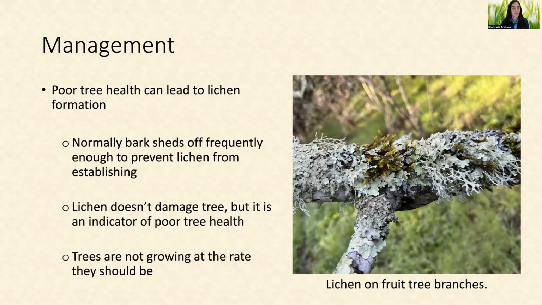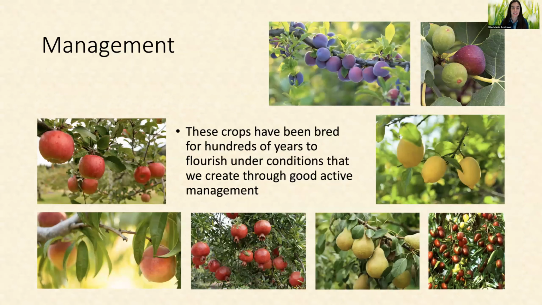I also wanted to mention briefly that poor tree health can lead to pretty intense lichen formation. So a little bit is probably to be expected in our region. But if you see a lot of lichen formation, just bear in mind that normally bark tends to shed off pretty frequently enough to prevent lichen from establishing to this degree. Lichen doesn't really damage the tree, but it is an indicator of poor tree health that is not really growing at the rate that it should be. So I wanted to just include a slide on this because it's something I see a lot and a question I get asked a lot.